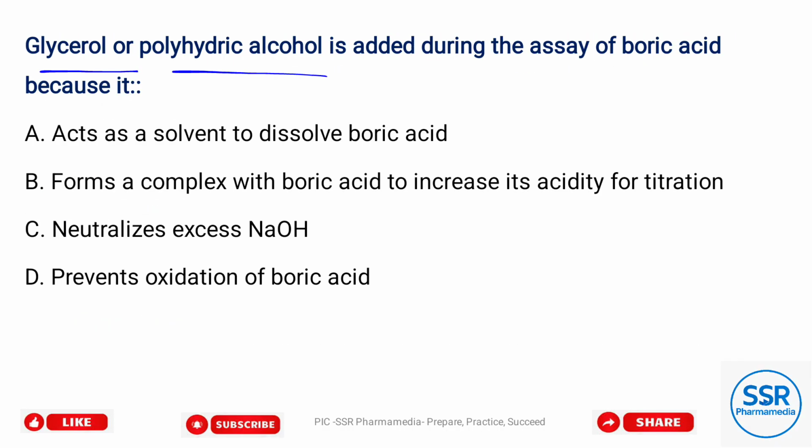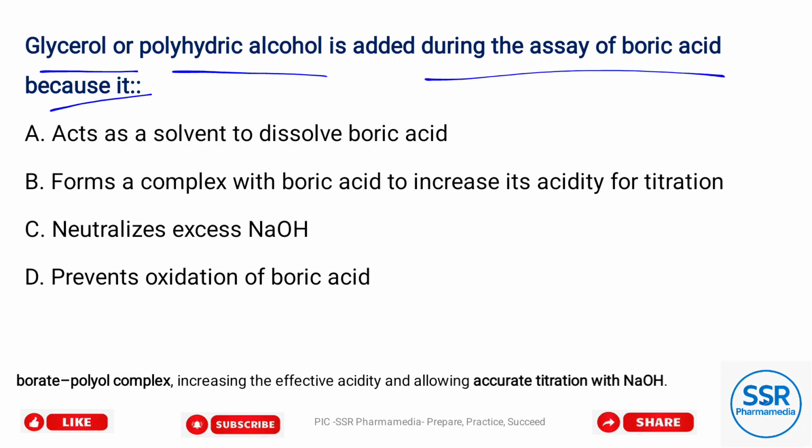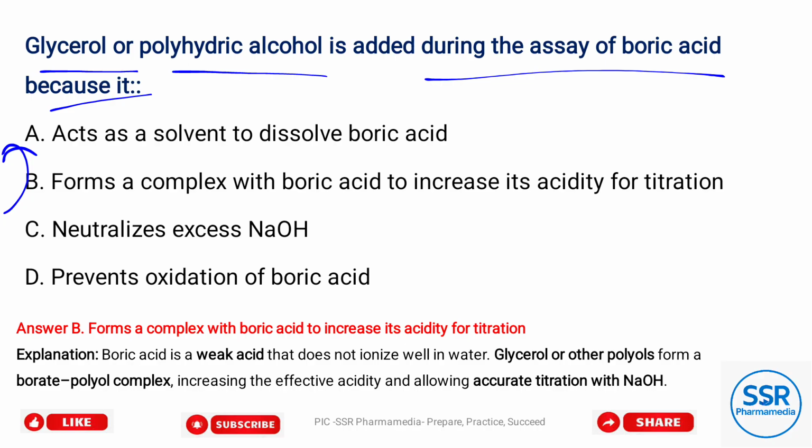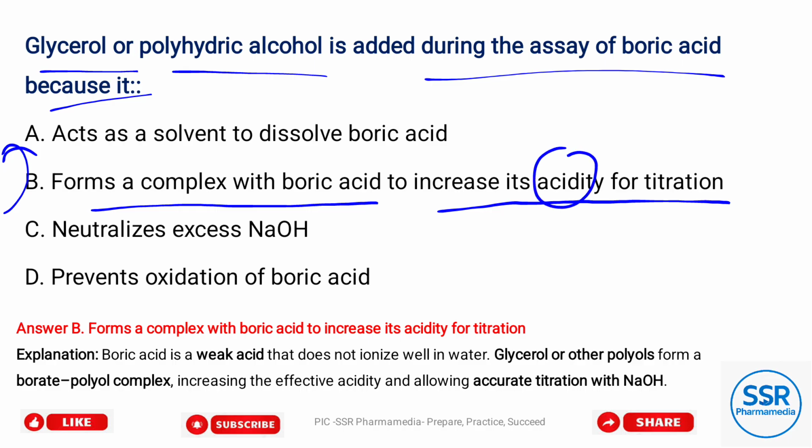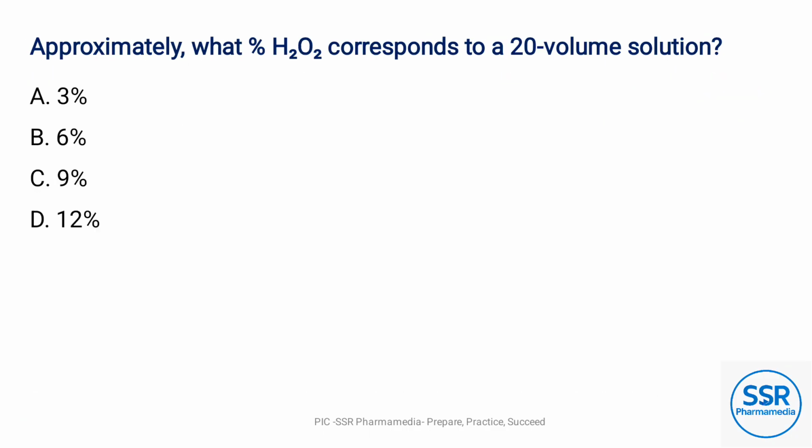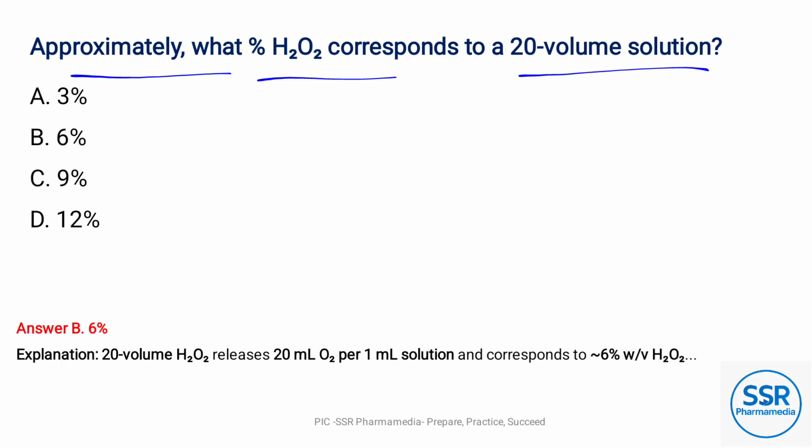Glycerol or polyhydric alcohol is added during assay of boric acid because it, option B, forms a complex with boric acid to increase its acidity for titrations. Increasing acidity means it acts as a strong acid. Approximately what percentage of H2O2 corresponds to a 20 volumes solution? Option D, 6%.